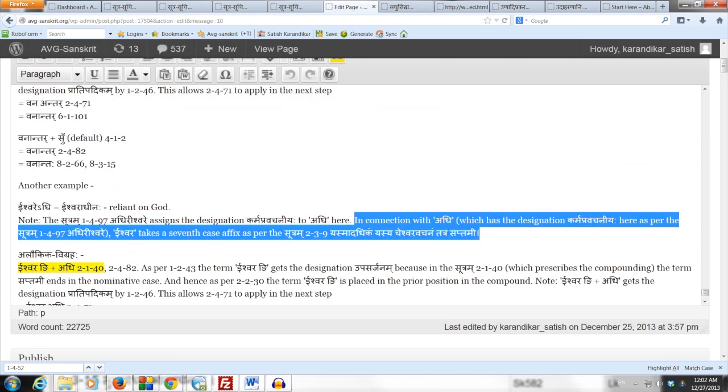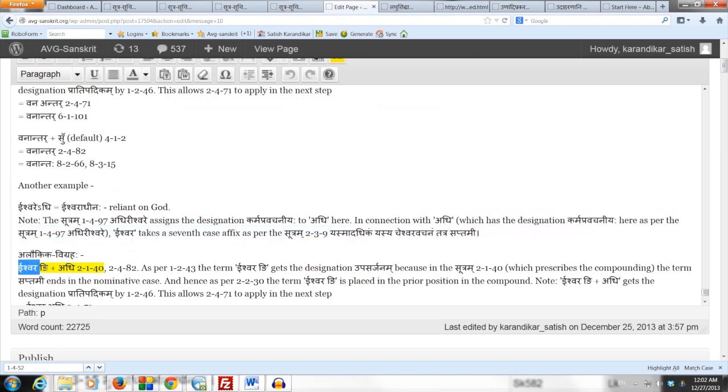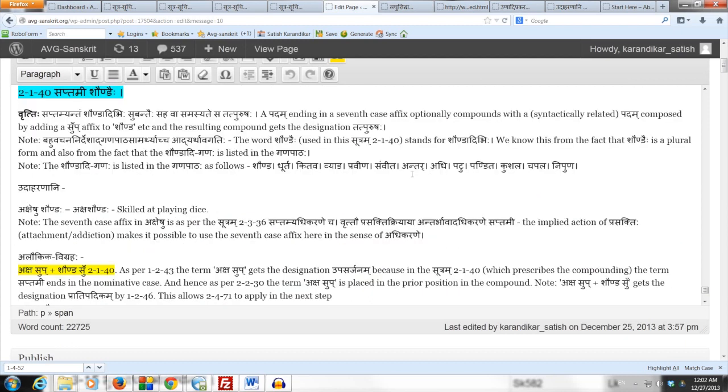Okay, so now we have the alaukika vigraha, which is Ishvara ni plus Adhi. Since Adhi is an avyayam, we have already applied 2482 avyayad apsupaha to do the luk elision of the sup affix following Adhi. Compounding is prescribed by the Sutram 2140 because we do have a saptamyantam padam Ishvara ni compounding with Adhi, which is specifically listed in the Shaundadi Ganaha.